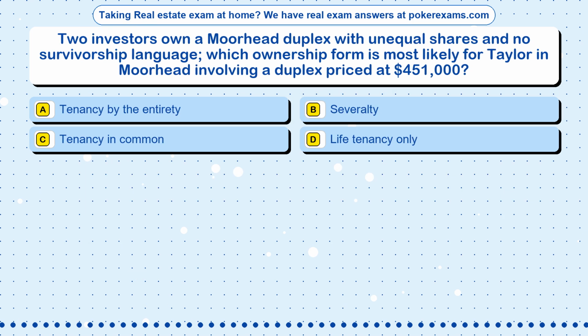Question 79. Two investors own a Moorhead duplex with unequal shares and no survivorship language. Which ownership form is most likely for Taylor in Moorhead involving a duplex priced at $451,000? Option A, tenancy by the entirety. Option B, severalty. Option C, tenancy in common. Option D, life tenancy only.